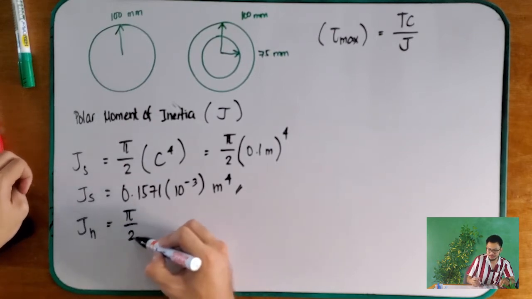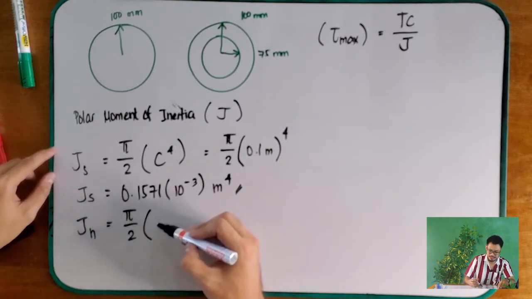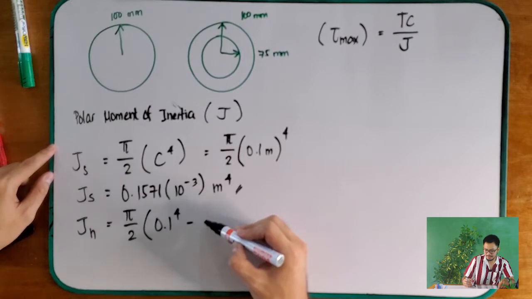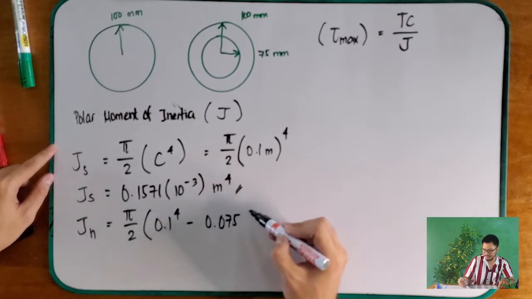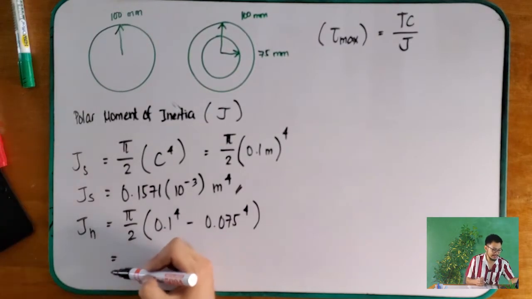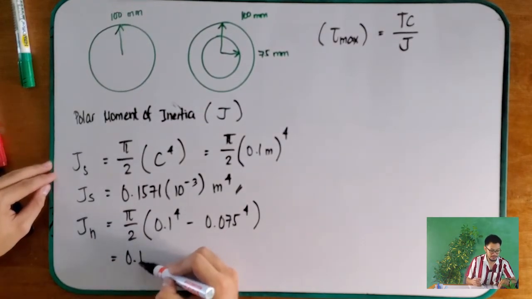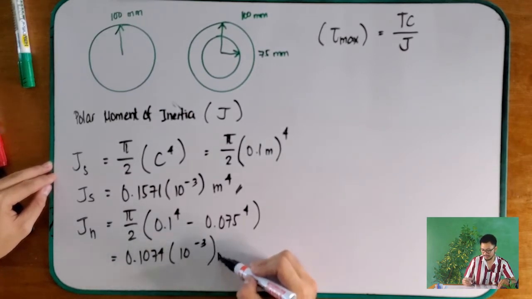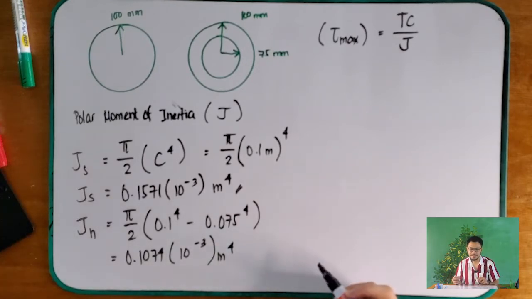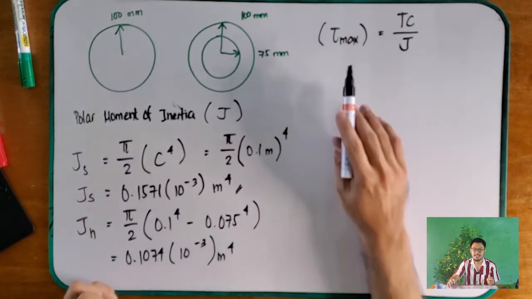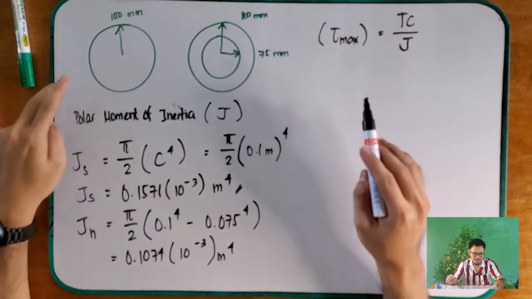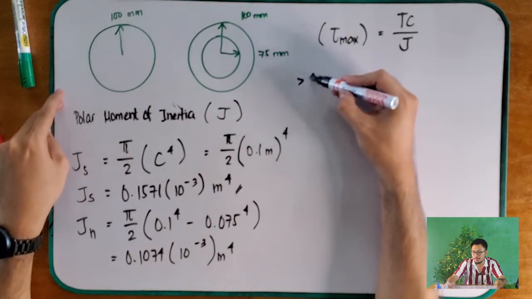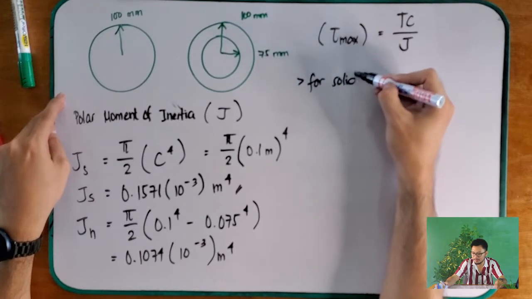For your hollow shaft, pi over 2 times C outer, which is 0.1 meters to the 4th, minus 0.075 meters to the 4th. And that is equal to 0.1074 times 10 to the power of negative 3 meters to the 4th. And now, we can now solve for the maximum torque that your solid and your hollow tube shaft can handle. Okay, so for solid shaft.